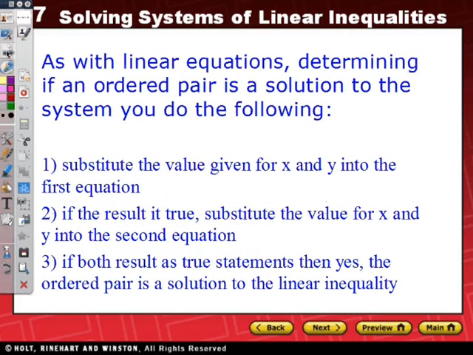Okay, first thing. Just like with linear equations, we can determine if an ordered pair is a solution, so you don't need to write this down. You've done this so many times before, right? If you want to know if it's a solution to the system, plug the value in. If it's true, plug the ordered pair values into the other inequality and see if it works for that one also. If both results are true statements, then yes, the ordered pair is a solution. If one of them is no, then no, the ordered pair is not a solution.